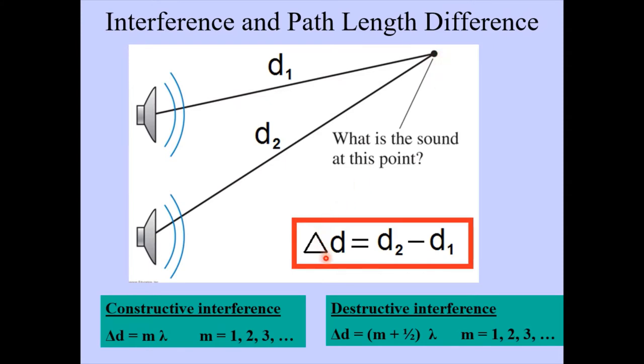Well, the path length here, delta D, is just D2 minus D1. So we might have to do a little geometry or measuring to figure out what these distances are. But once we know the distances, we can figure out the path length, and then we can apply those criteria for constructive interference. The path length has to be an integral multiple of lambda, and for destructive interference, when we would hear no sound, the path length would have to be an integer plus 1/2 times the wavelength lambda.